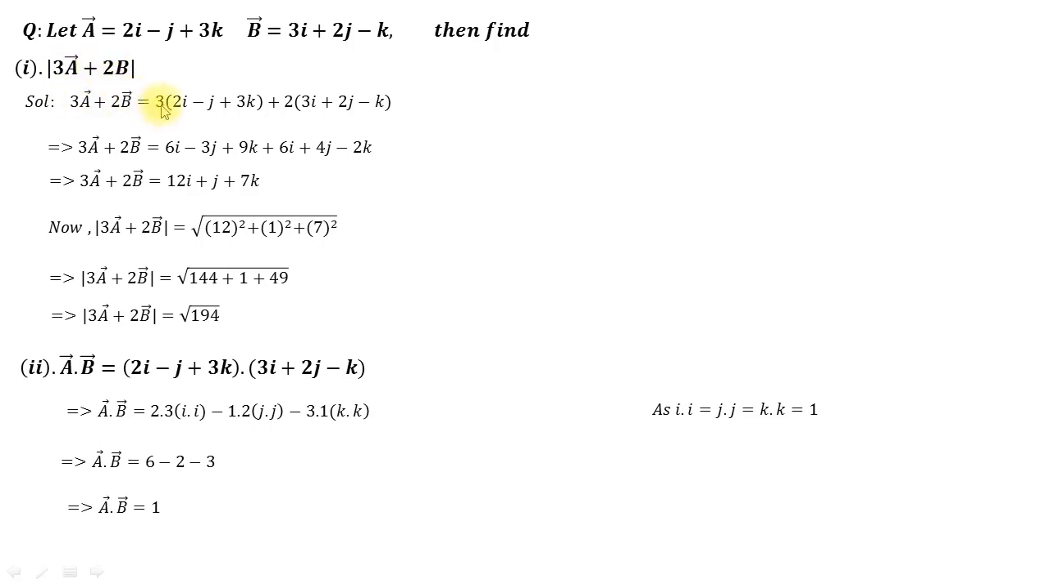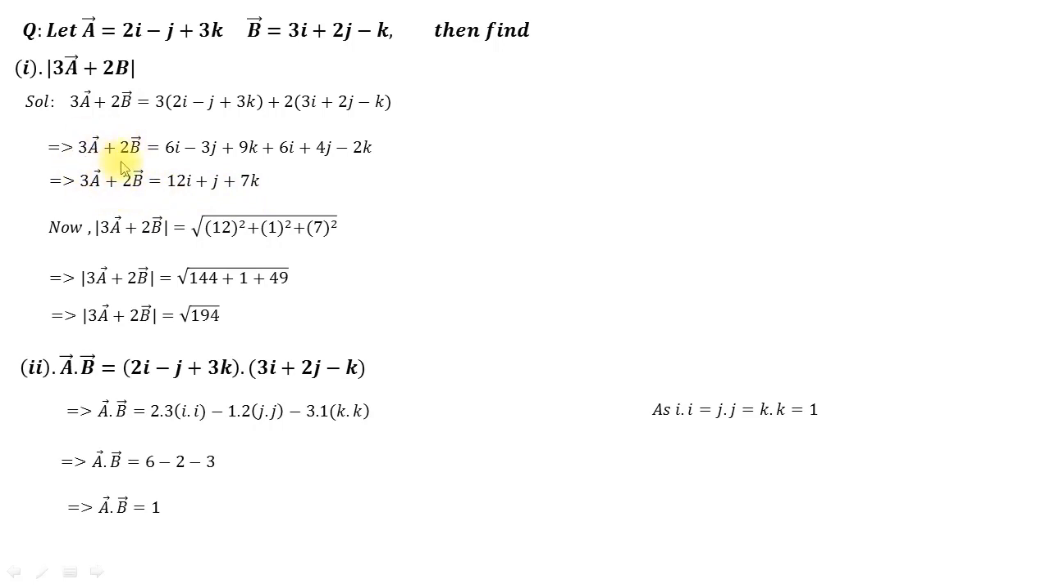So 3A is 3 into 2i minus j plus 3k, plus 2B, 2 into vector B, 3i plus 2j minus k. Now 3 times 2 is 6, so 6i minus 3j plus 9k, and 2 times 3 is 6, 6i plus 4j minus 2k. Now add the same components: 6i and 6i make 12i, minus 3j plus 4j is equal to 1j, and 9k minus 2k is equal to 7k. This is the vector 3A plus 2B.